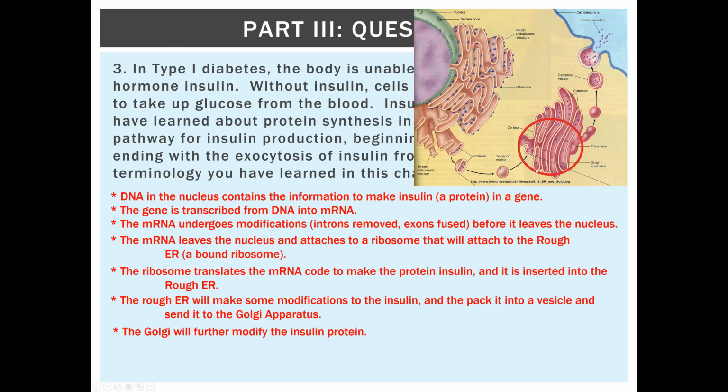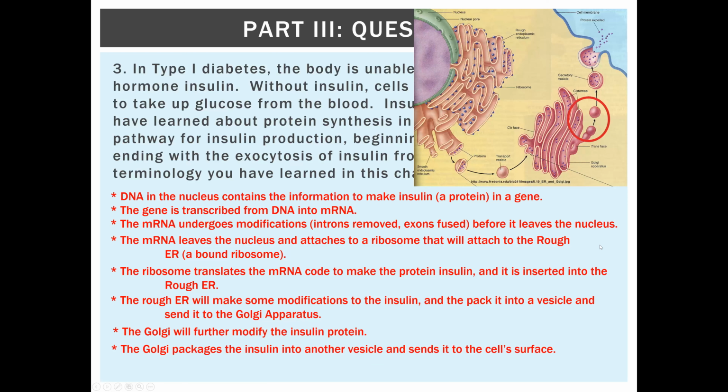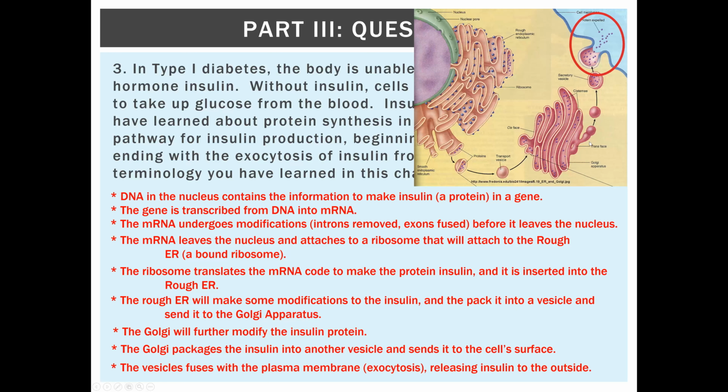The Golgi apparatus is going to further make modifications to the protein, so the final steps to turn it into the final insulin protein. The Golgi is going to package it into another vesicle and send it up to the cell surface. And then the vesicle will fuse with the plasma membrane in the process called exocytosis, and it will release insulin to the outside where it will be released into the bloodstream.